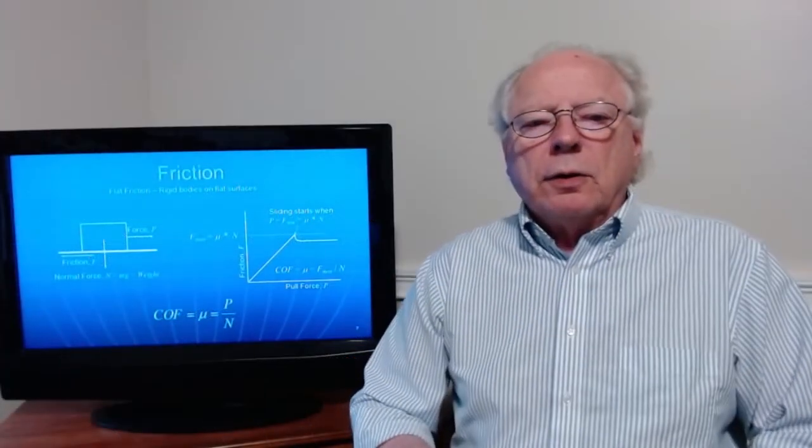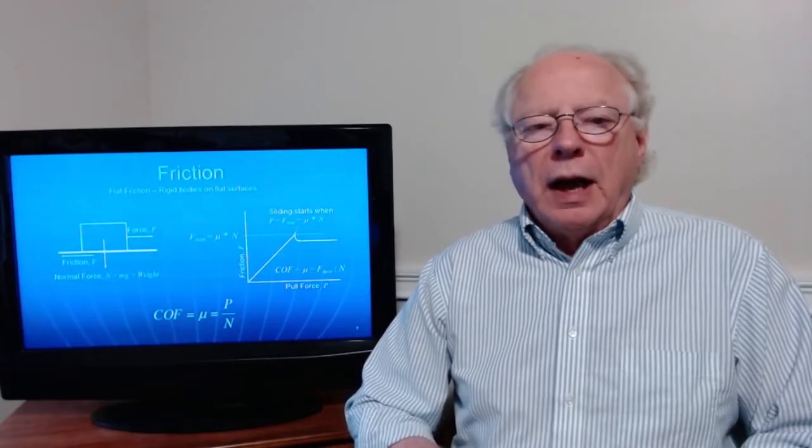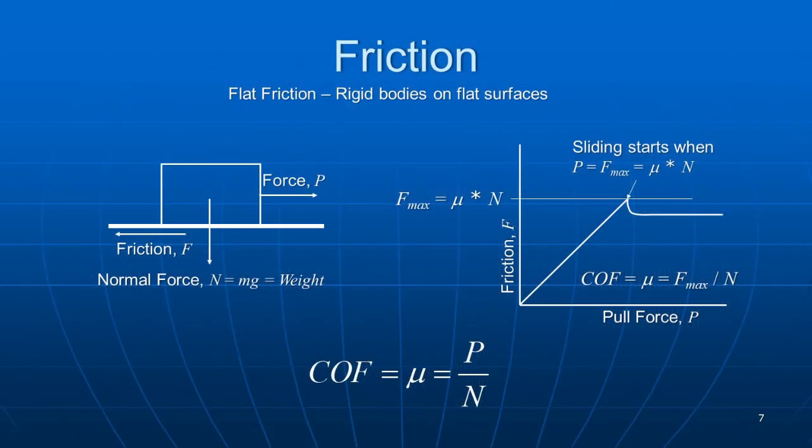Now, if we look at the coefficient of friction, we go back to what we learned in school where we're pushing rigid blocks on flat surfaces. And so we've got a normal force, which in this case, in the picture on the left, is the weight of the block pressing it against the surface. You have a pulling force P trying to slide the box, and a frictional force that develops to resist motion.